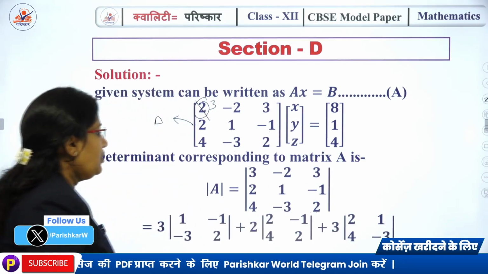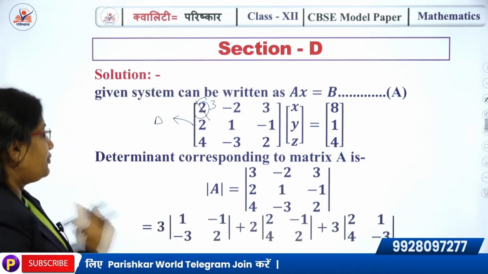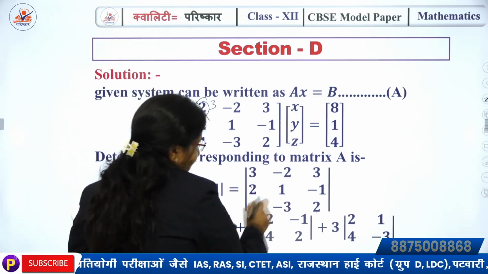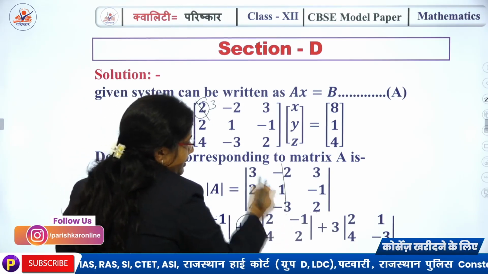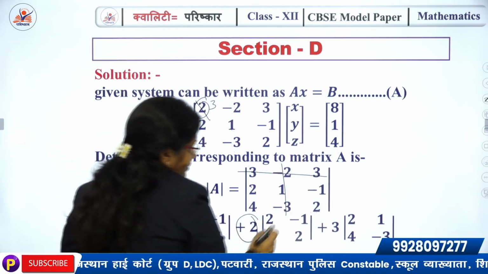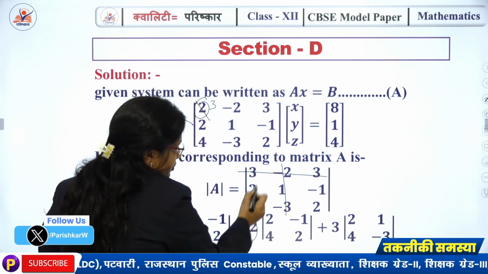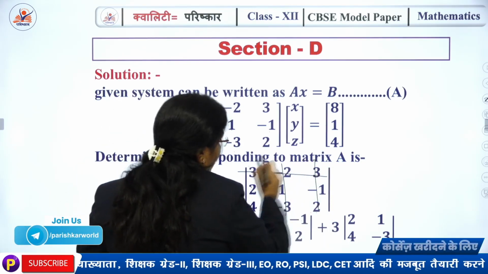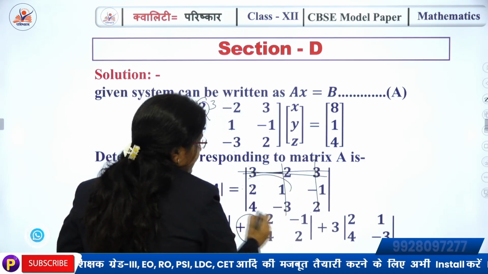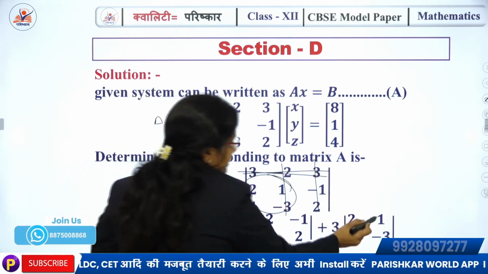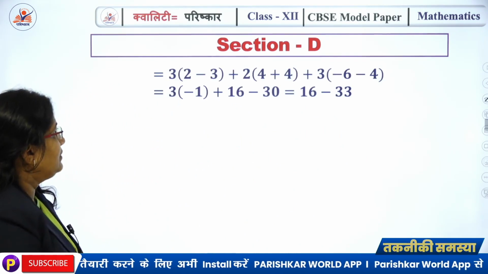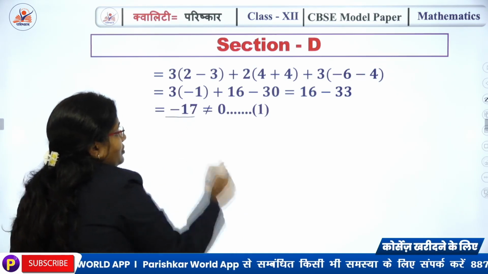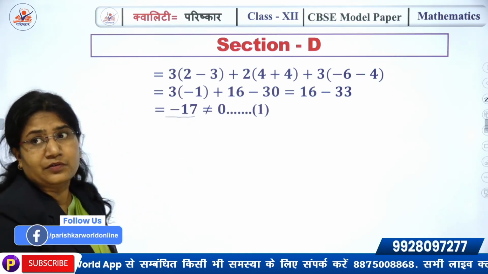Okay, student? Now find out the value of determinant of A. 3 times the determinant 1, -3, -1, 2, minus of -2, that is +2. If we put this, then we get 2, 4, -1 and 2, -1 and 2. Again, hide this column and this row. We have the determinant 2, 4, 1 and -3. Come to the next line. We'll calculate this, and we find the value of determinant A is equal to minus 17, which is not equal to 0.